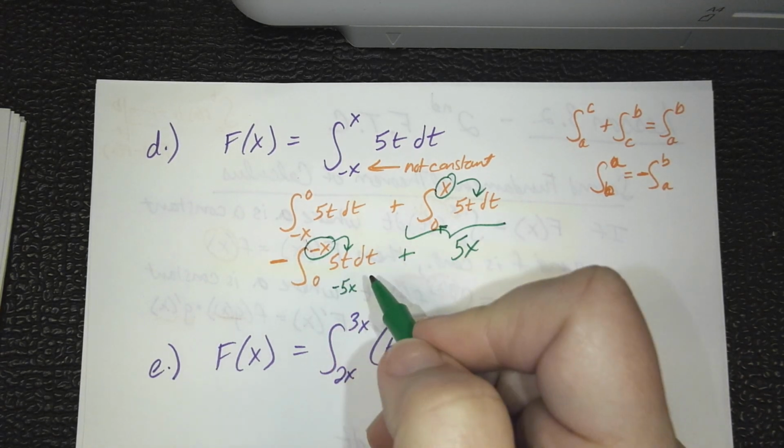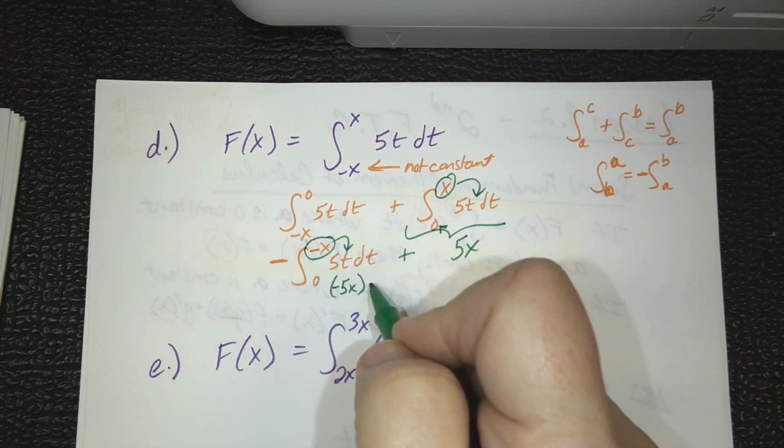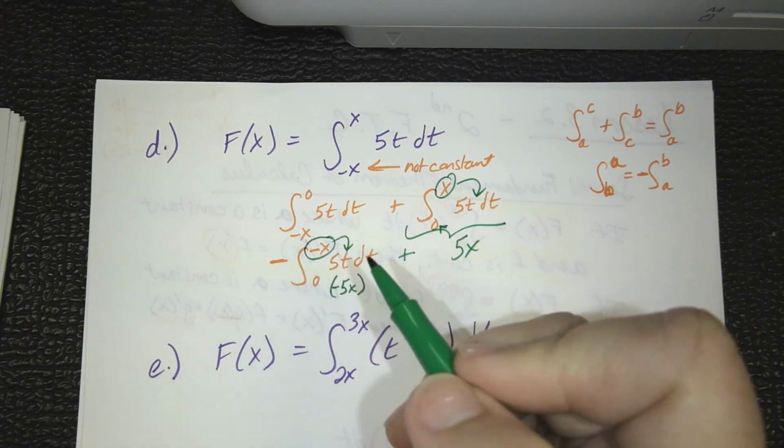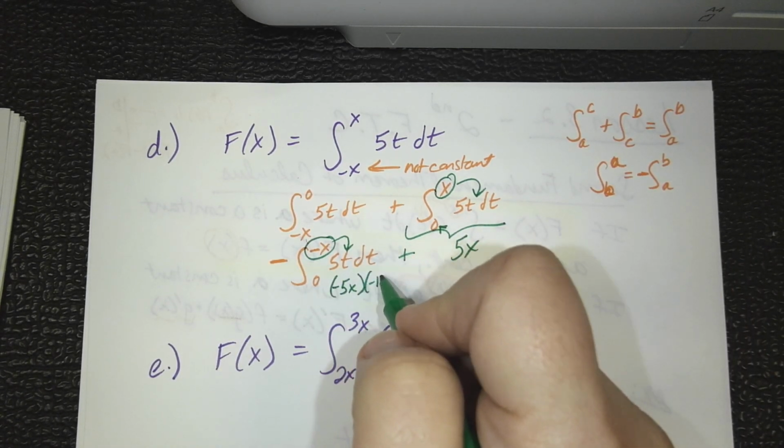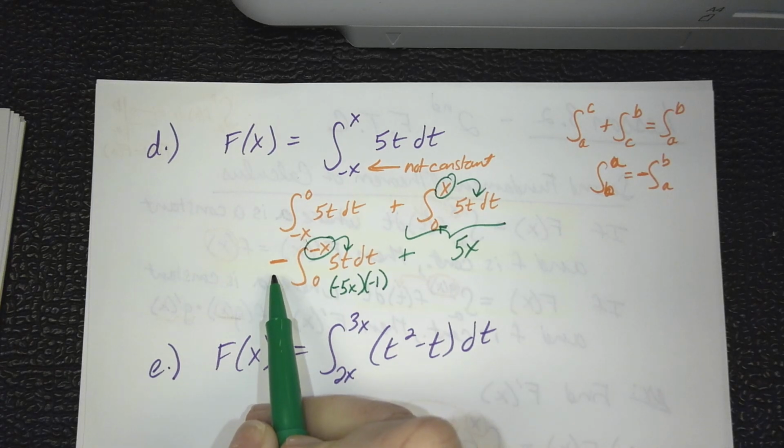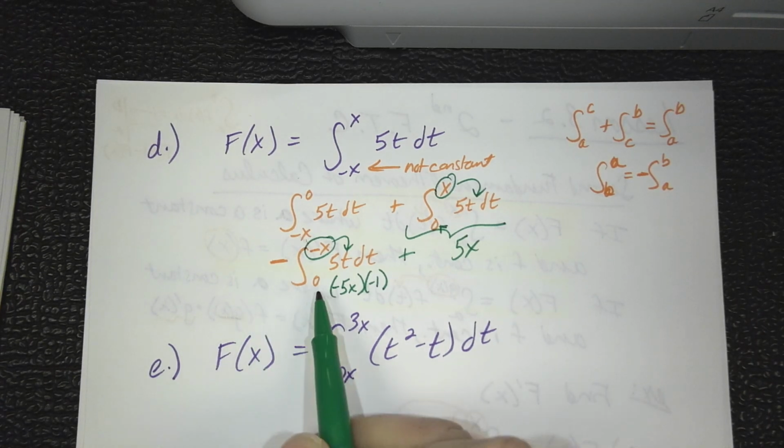Negative x. But here's the problem. I made this mistake in the other class. What should I multiply by? Because it's a chain, because it's not just an x. But then what do I also have on the outside? Another negative to multiply by.